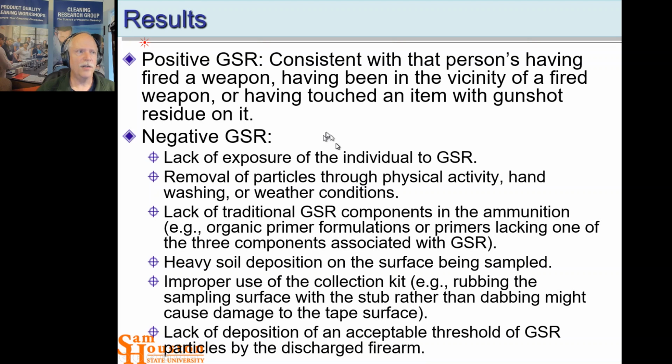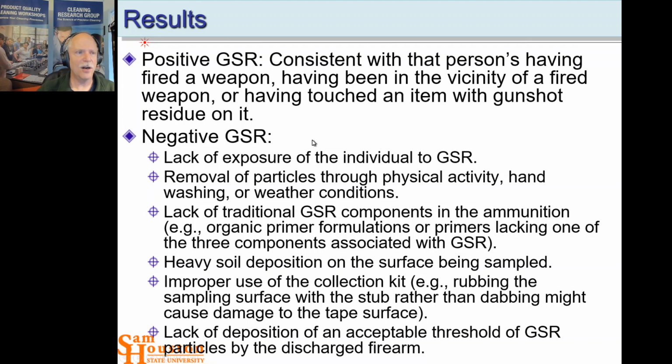And so if you get a positive GSR, that's consistent with that person being in the vicinity of a fired weapon, or having fired the weapon, or even having touched an item with gunshot residue on it. So there's some suggestions that in cases where the victim was tested after they had been in a police car, that evidence was not allowed because they touched the back seat and there might be gunshot residue in the back seat.